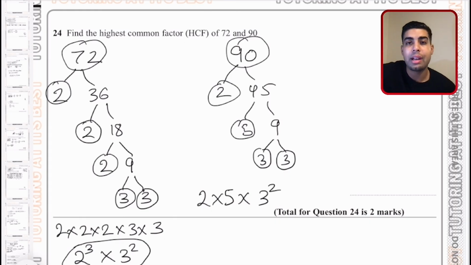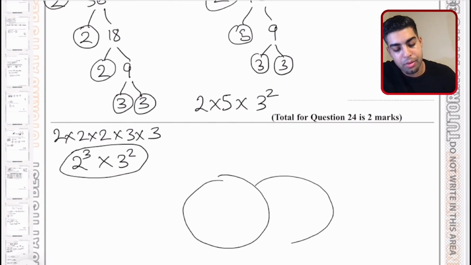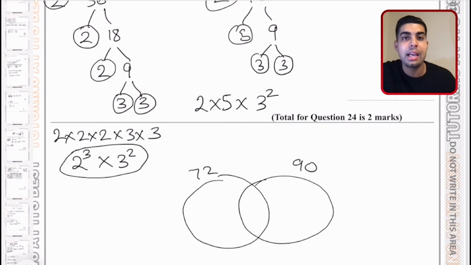So now that we've got our prime factors, let's go ahead and put this in our Venn diagram. So again, I'll create 2 circles here. I'll name one which is 72 and one which is 90. And this is where I now need to plot all of my information onto the Venn diagram. So let's start off with what they share. You can now see that 90 has 1 2 and 72 has 3 2s. So again, we can cross out 1 2 from here, and we can cross out 1 2 from here.